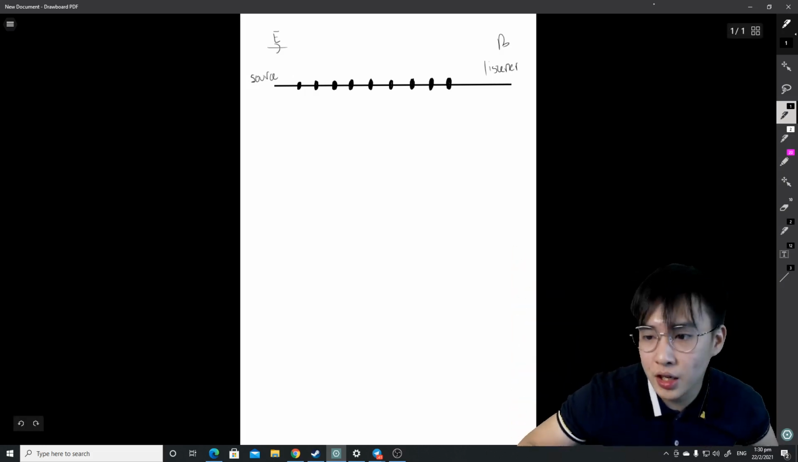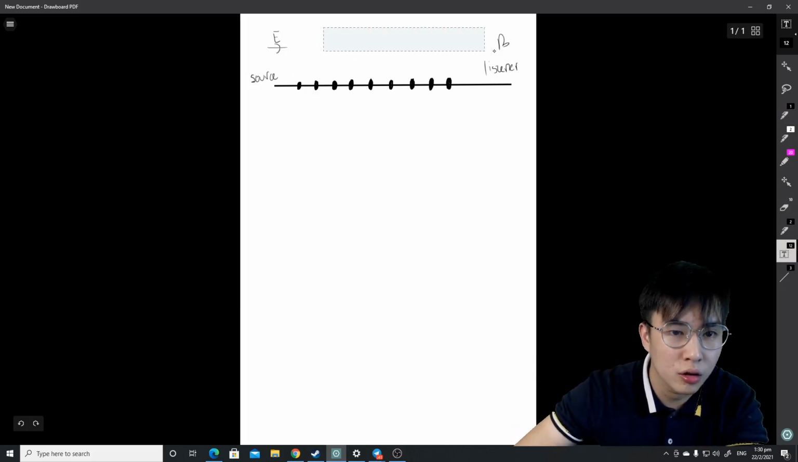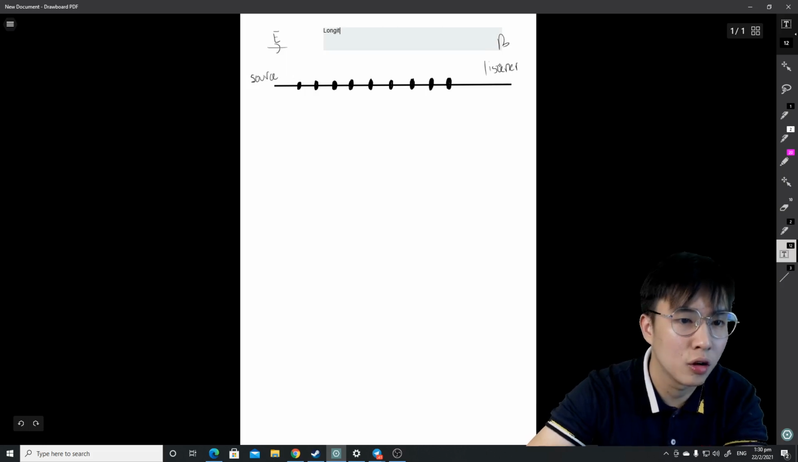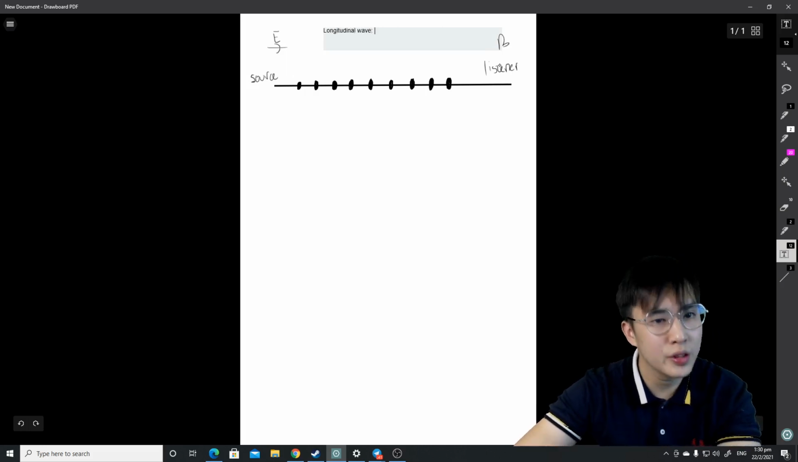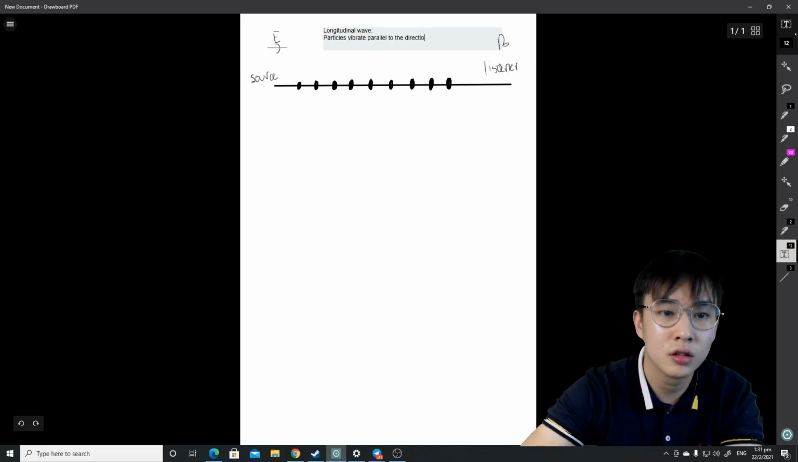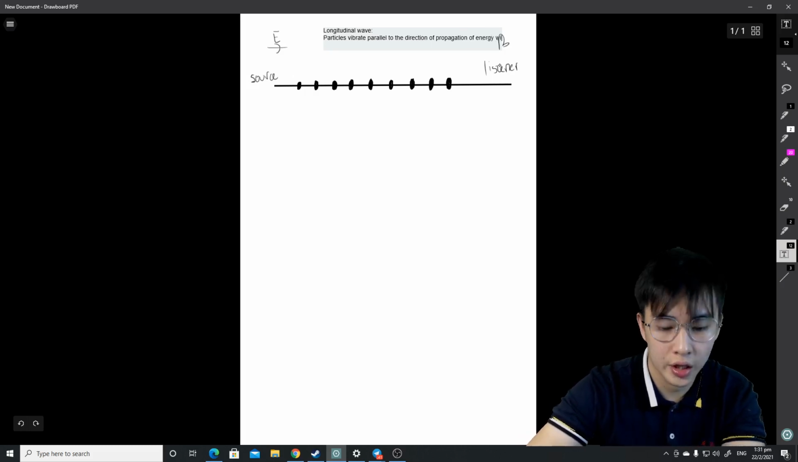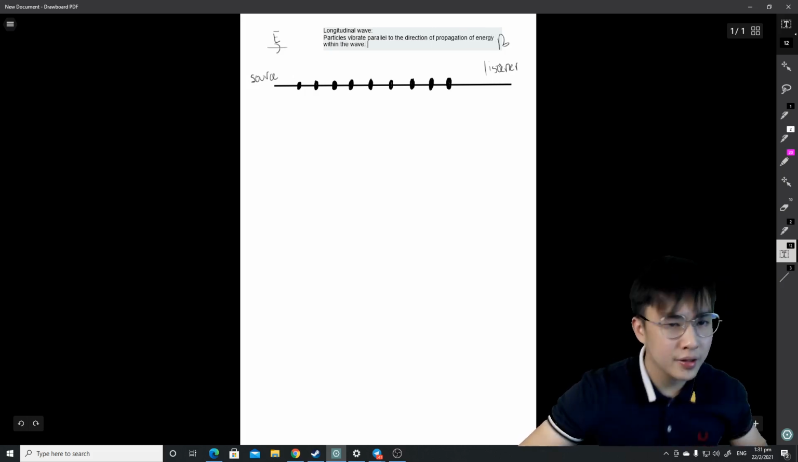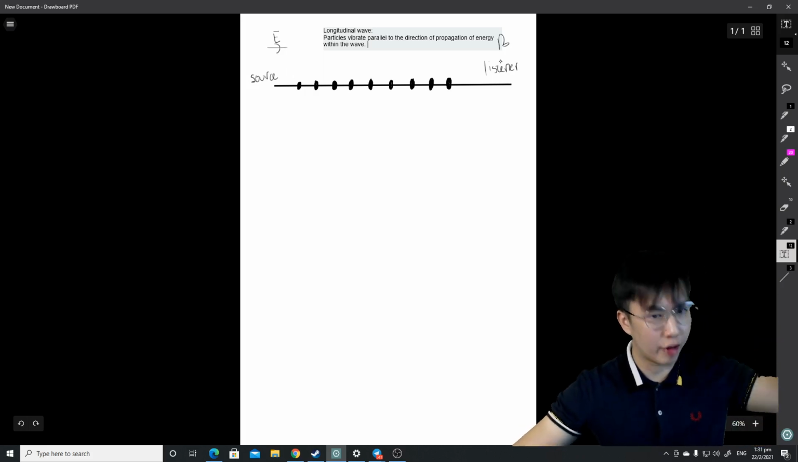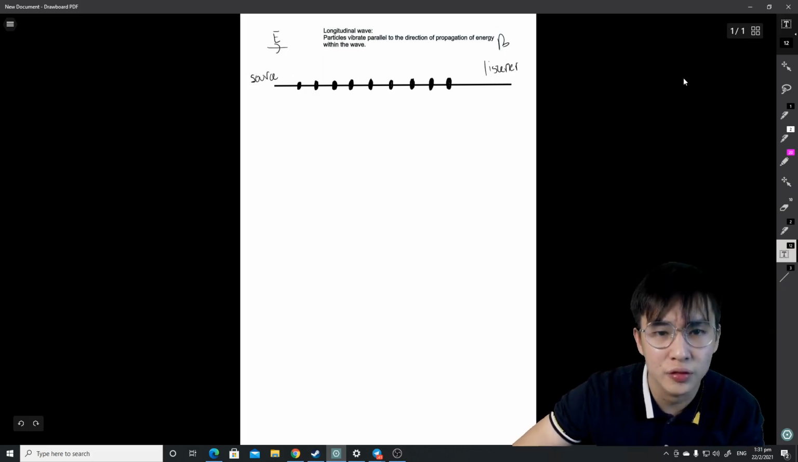Now the first key concept is that this is a sound wave. So I want you all to recall, what is a sound wave? A sound wave is a longitudinal wave, which means what? Particles vibrate parallel to the direction of propagation of energy within the wave. So if you think about it, that means if the energy is going to the right, then the particles must vibrate parallel. So what does that mean for each of these little particles?